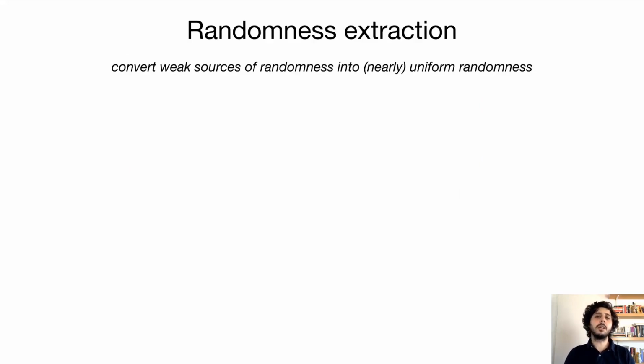And the topic of this talk is randomness extraction, which in short is the art of converting weak sources of randomness into nearly uniform randomness, which is fundamental for many tasks in computer science.